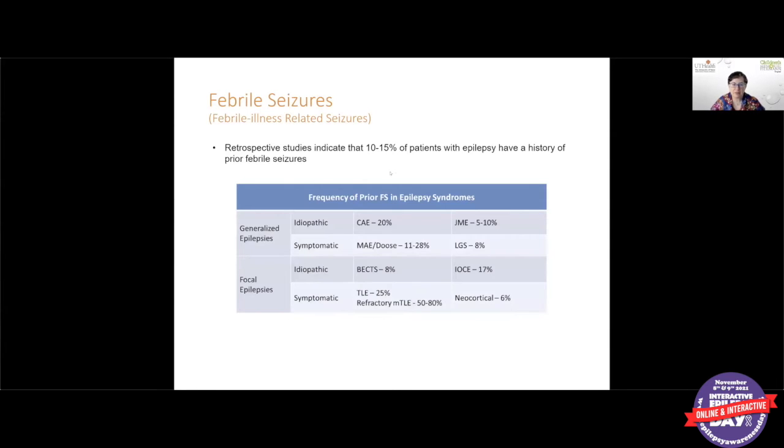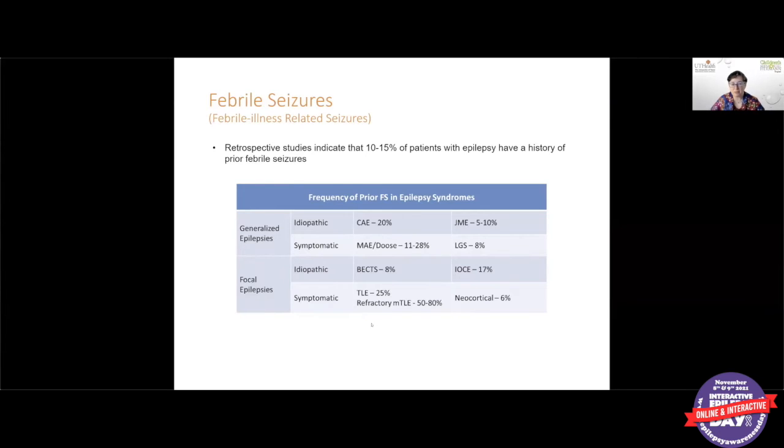And then sometimes we find that febrile seizures are just the start of a type of epilepsy syndrome. In childhood absence epilepsy, myoclonic epilepsies, and temporal lobe epilepsies, for example, a lot of these different epilepsy syndromes that might be identified later on in the child's life turn out to have febrile seizures during infancy. That can be a clue to the type of epilepsy syndrome the child has.